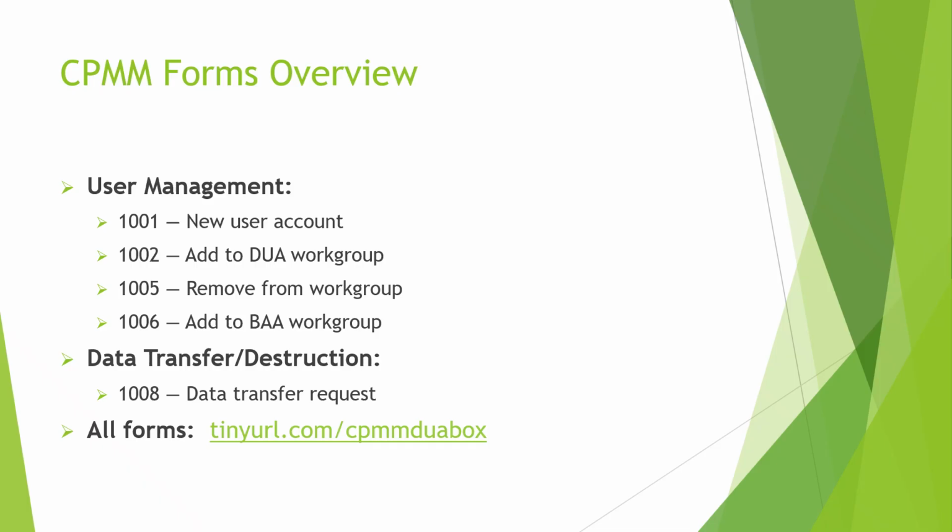Form 1005 removes an individual from a workgroup. Form 1006 adds an individual to a workgroup covered by a BAA. For data transfer requests, use Form 1008. All forms are available at tinyurl.com/cpmmduabox.